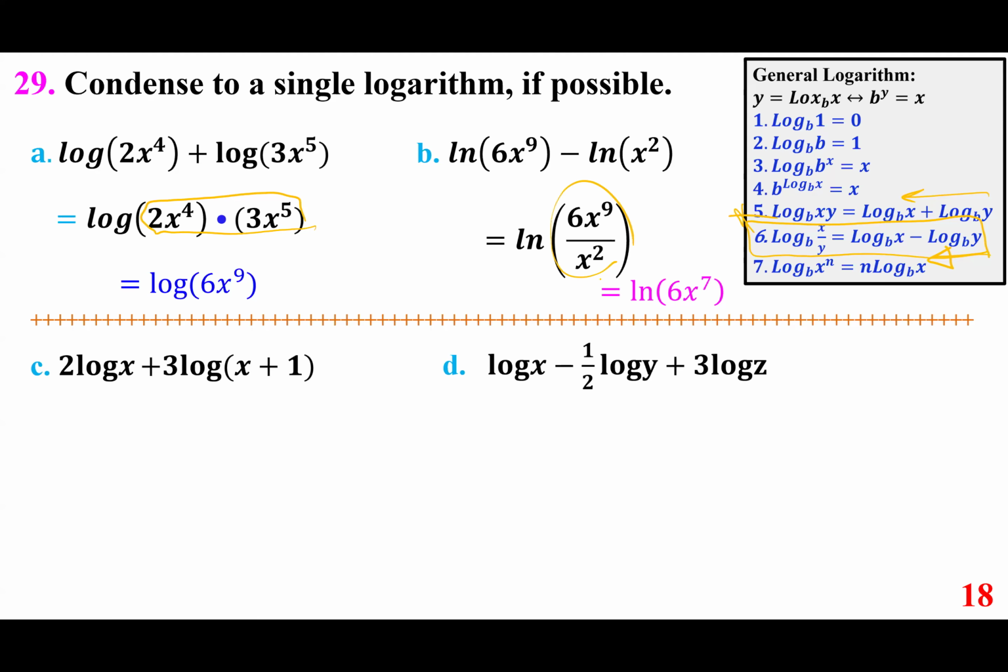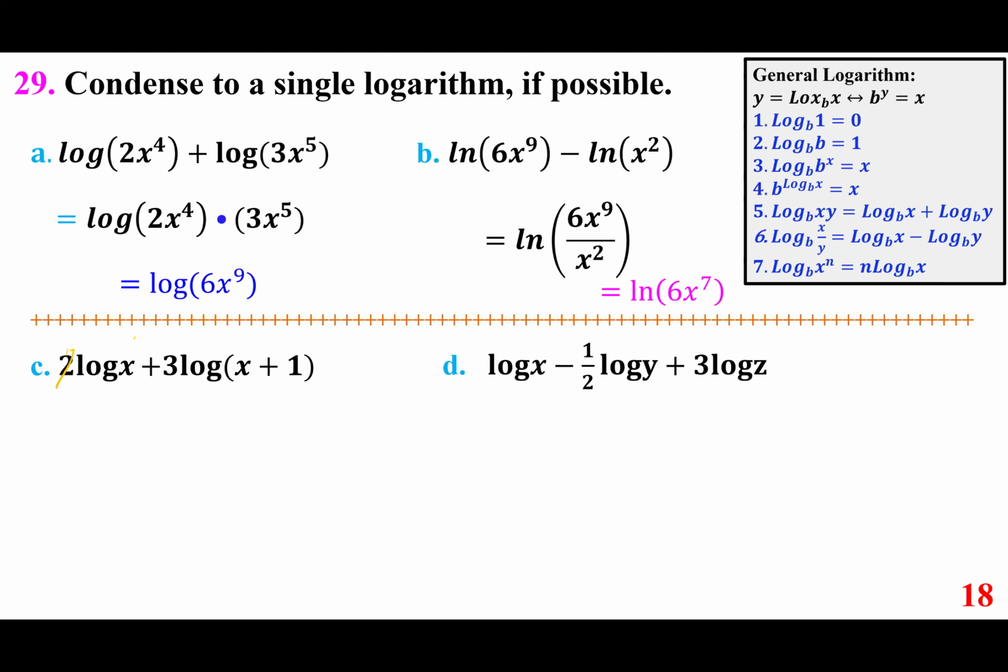All right, so let me erase my work again. Now for part C, again, I'm going to go with number 5 because I see a plus. Okay, and I want to go this way. To do that, the very first thing I do is number 7. So that means I'm going to cross the 2 and make it the exponent. I'm going to cross the 3 and make it an exponent. Let me actually erase so it makes it easier to see.